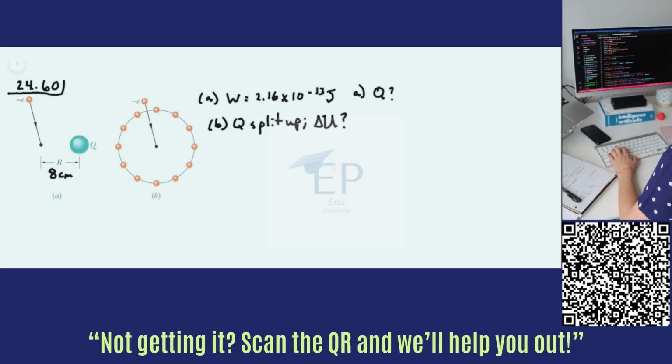24.60. So we have this situation where we're moving an electron from far, far away to be a distance of 8 centimeters away from some unknown charge q, and we're told that this takes a work of 2.16 times 10 to the negative 13 joules we have to do.